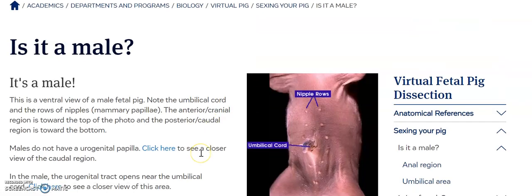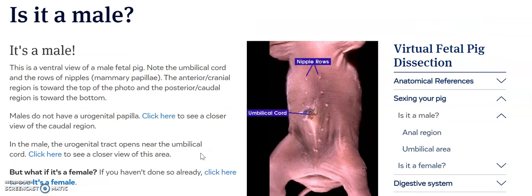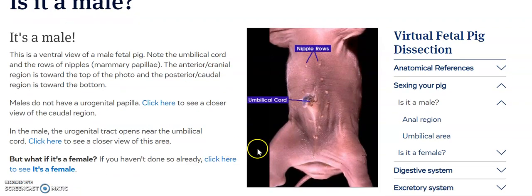So if your pig is a male, okay, yes, in case you did not know, both males and females have nipples. So if it is a male, this is the ventral view, the belly view, of a male fetal pig. If you notice, you see the umbilical cord right here, so it was cut and that's where it was attached to the mom's womb. Okay, so here we have the nipple rows. Now the rows of nipples are very, very distinct, so you can definitely see them.